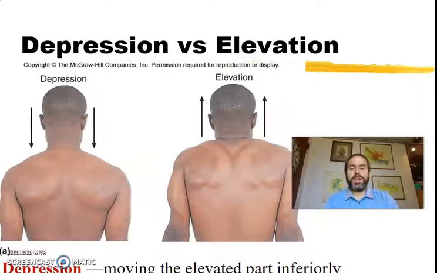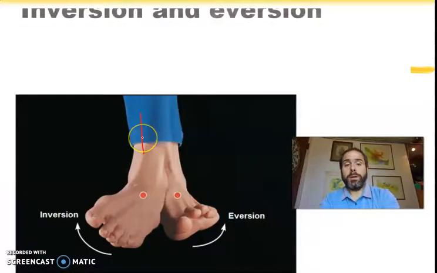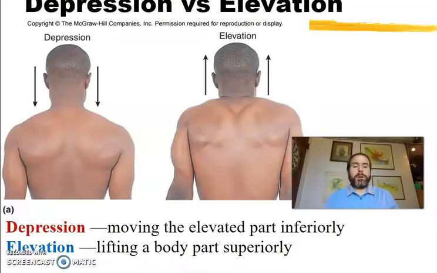So depression and elevation. Depression, you are moving downwards. You can depress your jaw, depress your shoulders. People that are depressed have slouching shoulders. Elevation, you're lifting up. So this is elevating my shoulders. Closing your mouth is elevating your jaw.